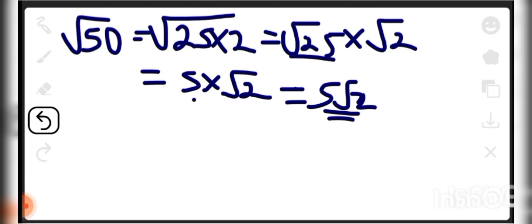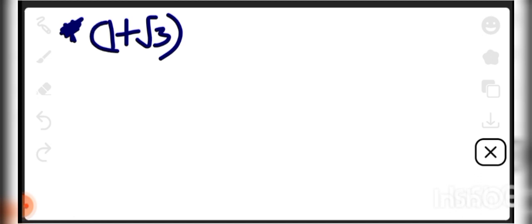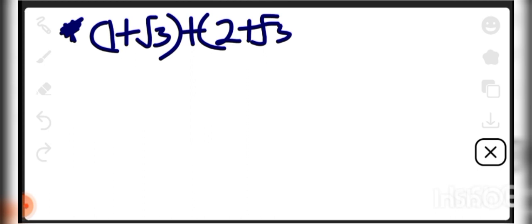Now let's go to how to add and subtract surds. Let's say we want to do this: 1 plus root 3, plus 2 plus root 3. What will be the answer? First thing, you put the bracket. There is nothing behind each bracket, so we assume it to be 1.